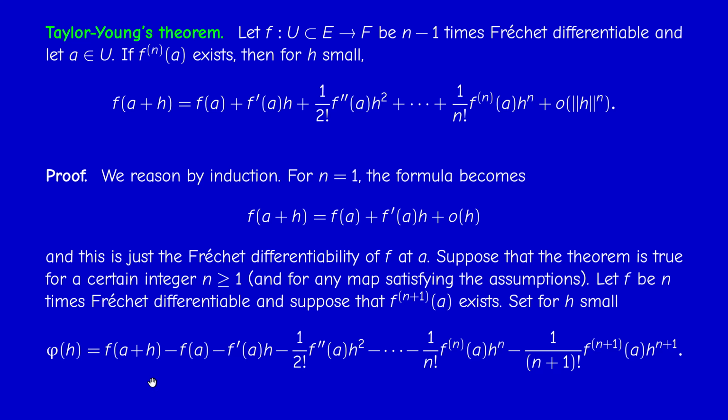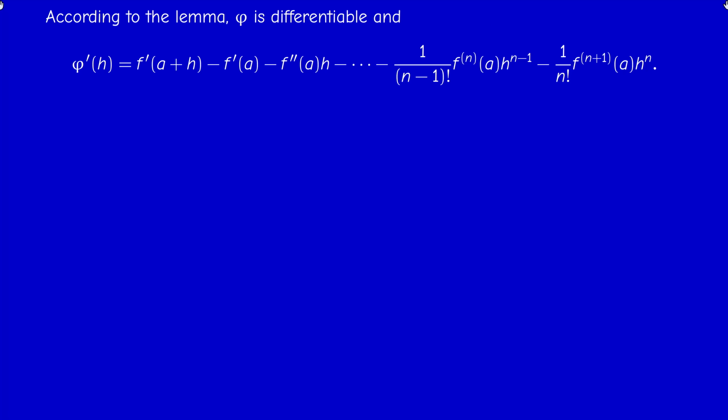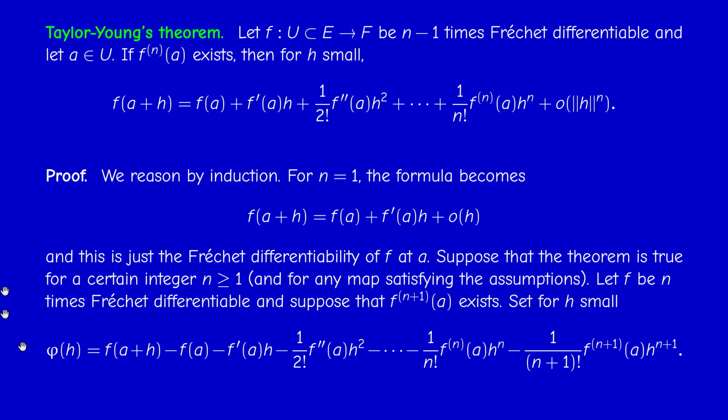Okay, and I want to prove that phi of h is a small o of the norm of h to the power n plus 1. If I prove that, then the theorem will be proved for n plus 1. Okay, so I can differentiate phi in terms of h by using the rules.